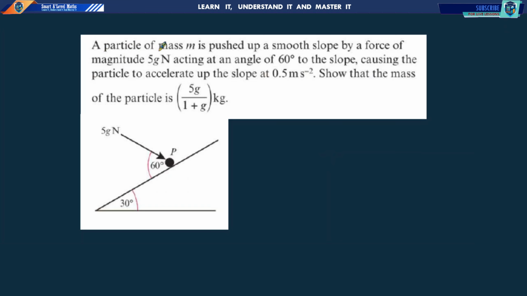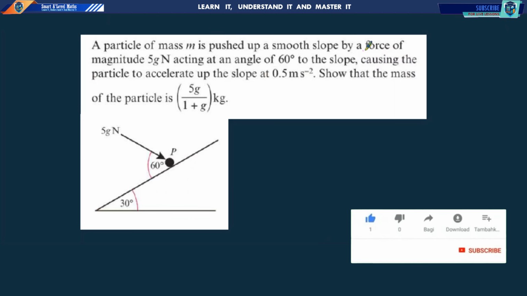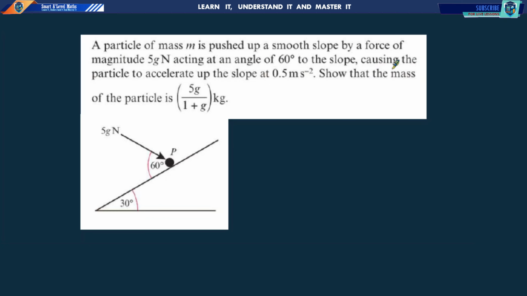A particle of mass m is pushed up a smooth slope by a force of magnitude 5g Newton, acting at an angle of 60 degrees to the slope, causing the particle to accelerate up the slope at 0.5 meters per second squared, so that the mass of the particle is 5g over 1 plus g kilograms.